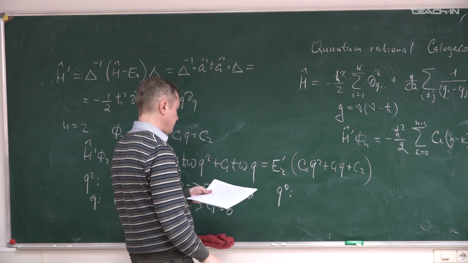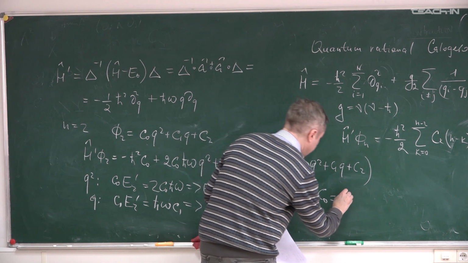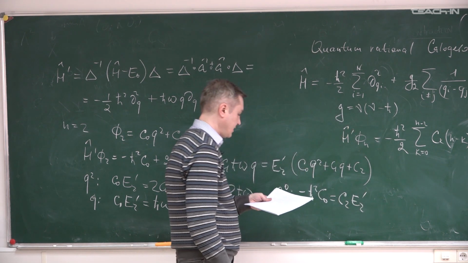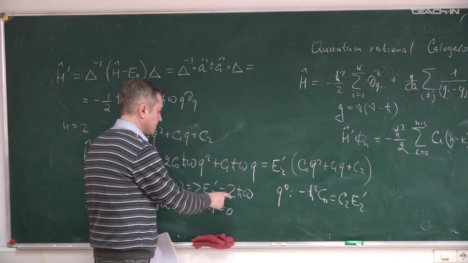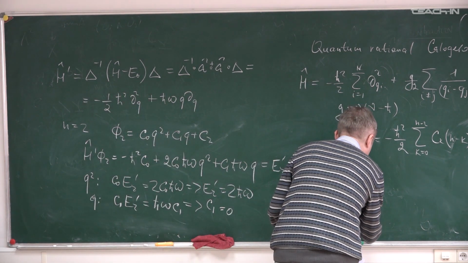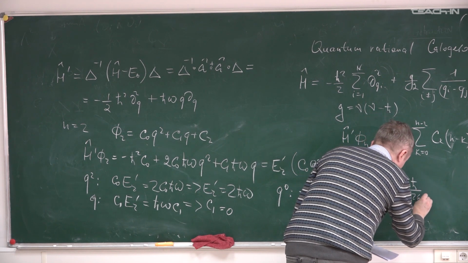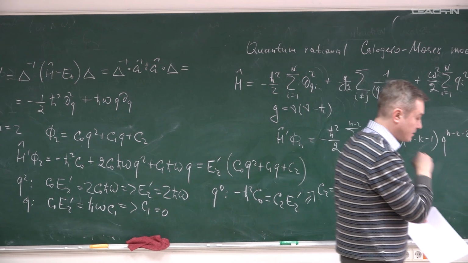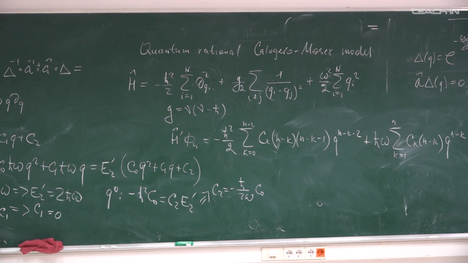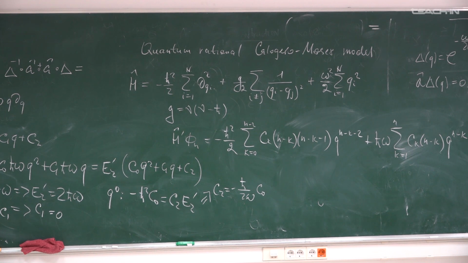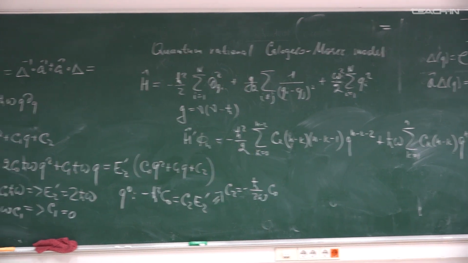And finally, the free term, q to the power of 0, provides minus h squared c0 is equal to c2 E2 prime. And we know this E2 prime, it is equal to 2 h omega, so that the latter gives us c2 is equal to minus h divided by 2 omega c0. So this is a kind of answer, and then we may also perform some normalization. But this is a simple illustration, and now let us consider a general case.